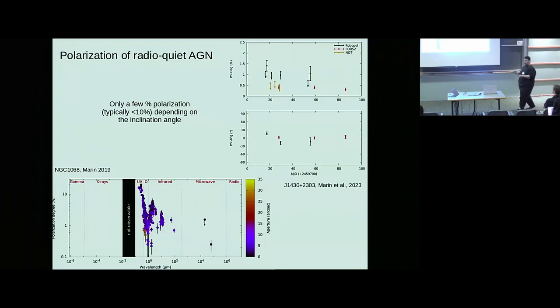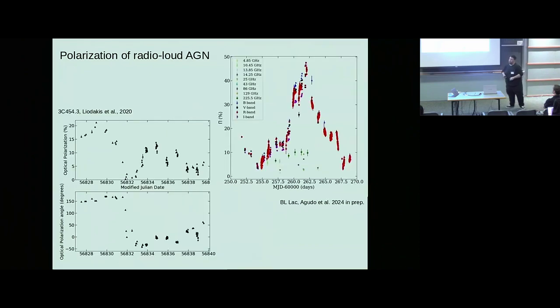Now, if you look at the radio loud systems, or particularly blazars, which is my favorite thing, here the emission is coming from the jet. So this is synchrotron radiation. It's highly variable, highly polarized, and you can see here a couple of examples. And in particular, this is a polarized flare we discovered very recently, where at peak you go up to 47%.